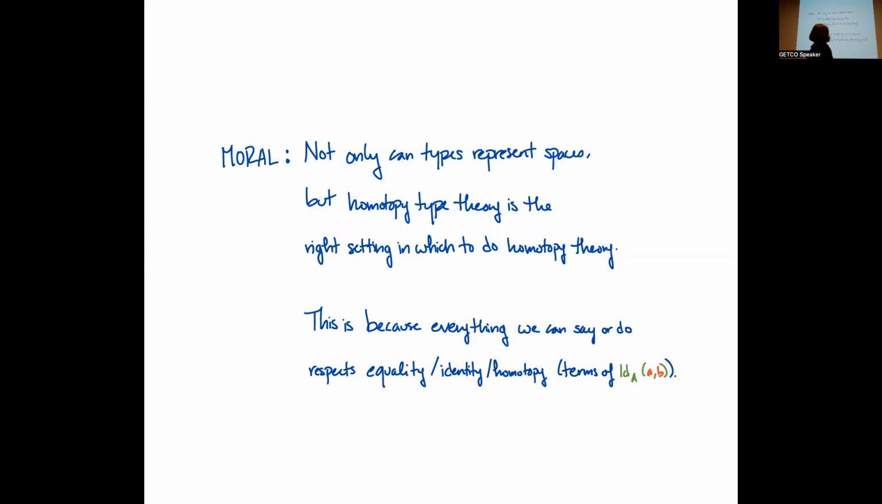Okay, so the moral of this first section, which is about homotopy type theory, is that not only can types represent spaces, which Eric did a great job of explaining yesterday, but homotopy type theory is the right setting in which to do homotopy theory, or to do mathematics topically. And this is because everything we can say or do respects equality or identity, two different names for the same thing, with the homotopical perspective on type theory, aka homotopy type theory, homotopy in terms of the identity type. Okay, so in the next slide, I'm going to explain what I mean by this.